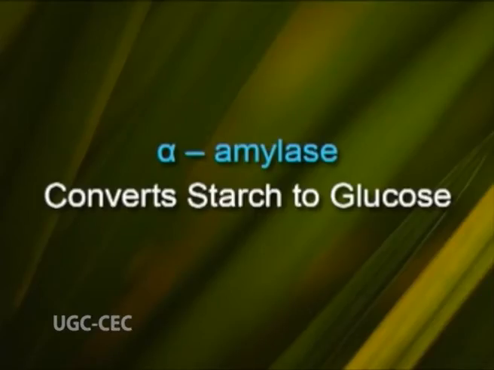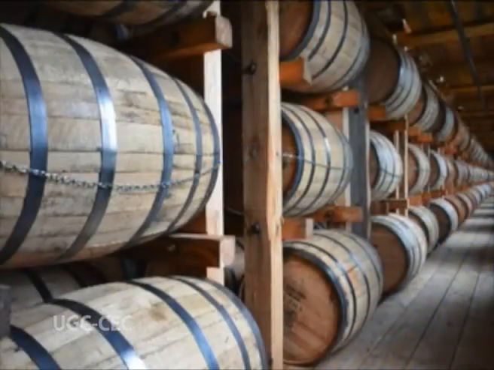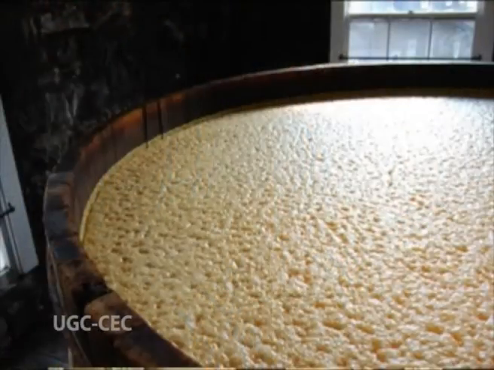One of these enzymes is alpha amylase that converts starch to glucose. In the alcohol industry, which uses starch as the starting material, gibberellins are used to enhance the activity of amylase for the conversion of starch to glucose.